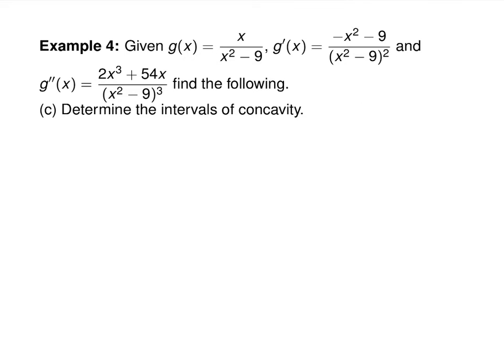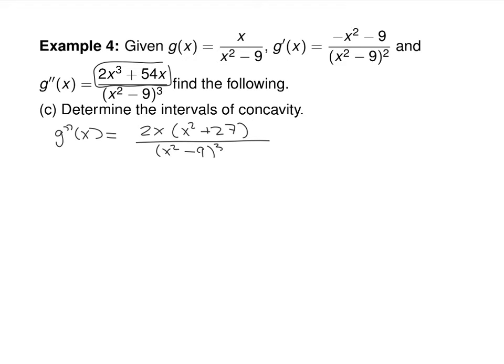All right. Intervals of concavity. Which derivative do you look at for that one? Second. So some meanie didn't give it to you factored, but can you factor it? What can you factor out of the numerator? 2x. And it'd be x squared plus 27, right? Over x squared minus 9 cubed.